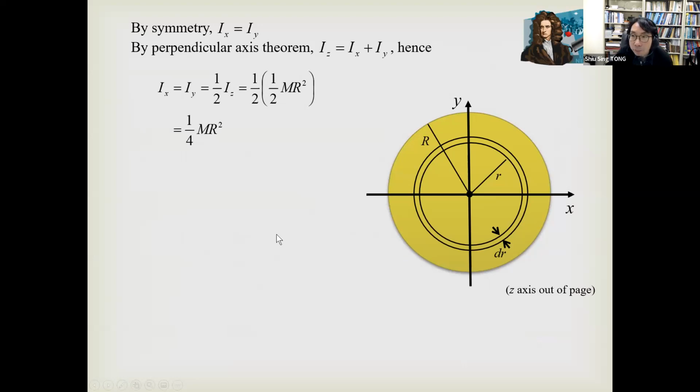Now I can take a step further to find the moment of inertia about the x-axis and y-axis, which are on the plane of the disk. That relies on the perpendicular axis theorem. I know that Ix is equal to Iy because the distribution is the same about the y-axis and about the x-axis. So I'm sure that these two I are the same. But Iz is equal to Ix plus Iy, and I know Iz already, right? So Ix or Iy is equal to half of Iz, and this is half of half mR squared, which means it equals 1/4 of mR squared.